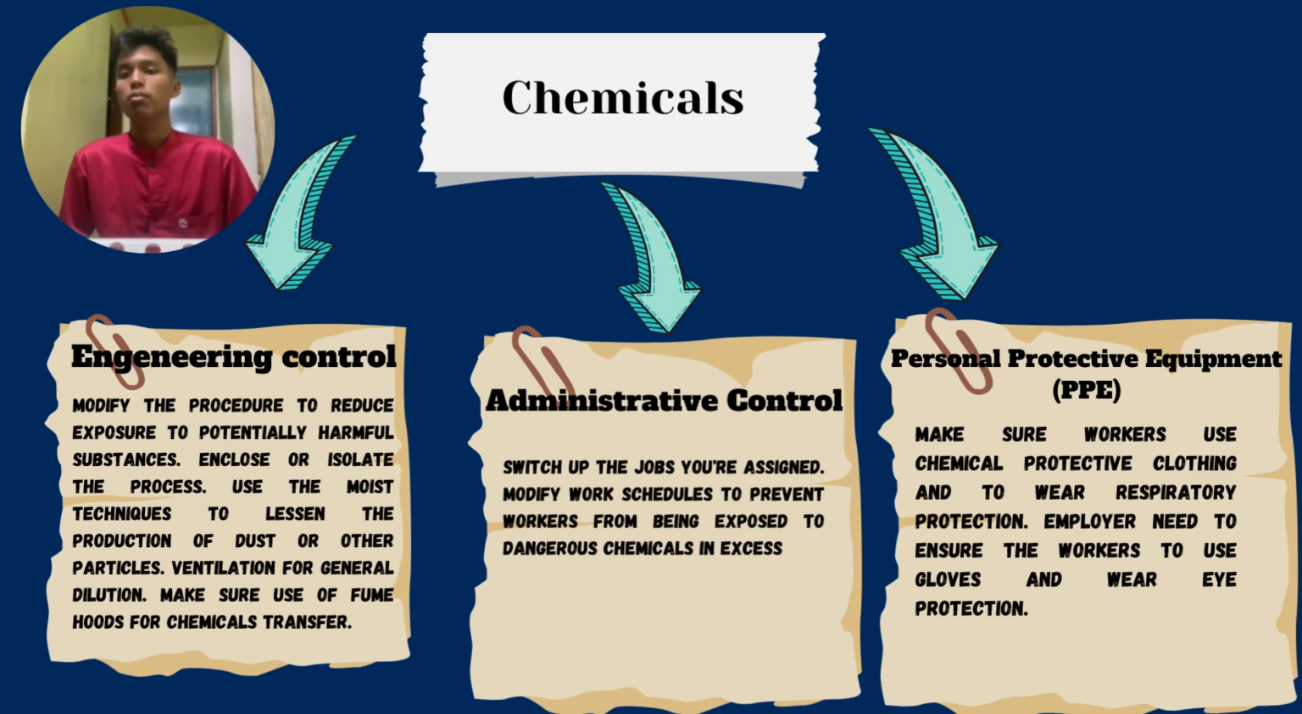After that is administrative control. Switch up the jobs assigned. Modify work schedules to prevent workers from being exposed to dangerous chemicals in excess. So last but not least is PPE. Make sure workers use chemical protective clothing and wear respiratory protection. Employers need to ensure the workers use gloves and wear eye protection.